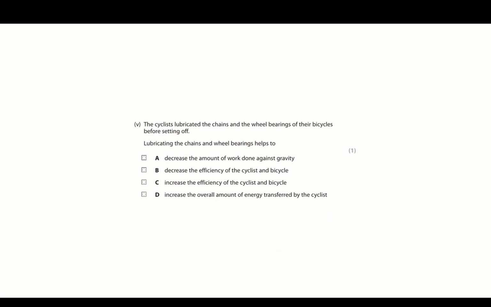The next part is, why do we need to lubricate the chains? And we know this is a way of increasing efficiency. We'll get less wasted energy, so reduce the wasted energy. So I'm after something to do with efficiency. Lubricating decreasing it, garbage. Lubricating will increase it, perfect. C.